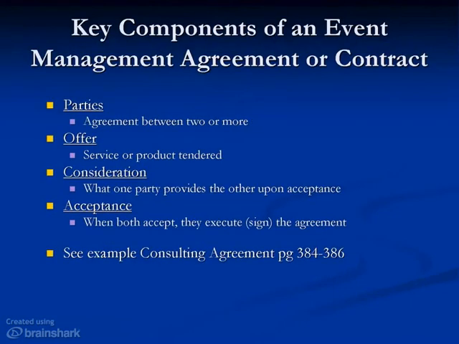Key components of an event management agreement or contract. Parties. This is the agreement between two or more parties. There's an offer, a service or a product to be tendered. There's consideration, what one party provides to the other upon acceptance. There's the acceptance, when both accept, and they execute and sign the agreement. So it's important for you to understand some basic legal terminology when you're an event professional. See the example, the consulting agreement on pages 384 to 386, to start to learn some of that terminology if you don't know it already.